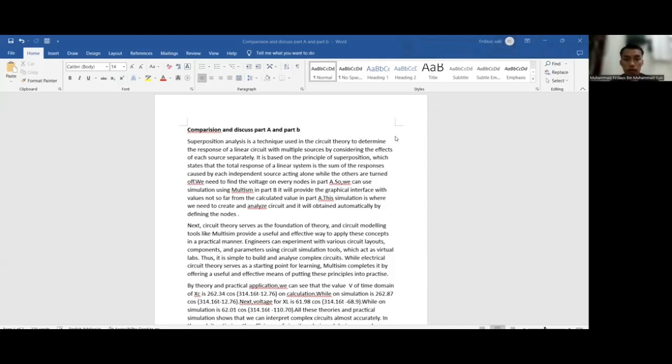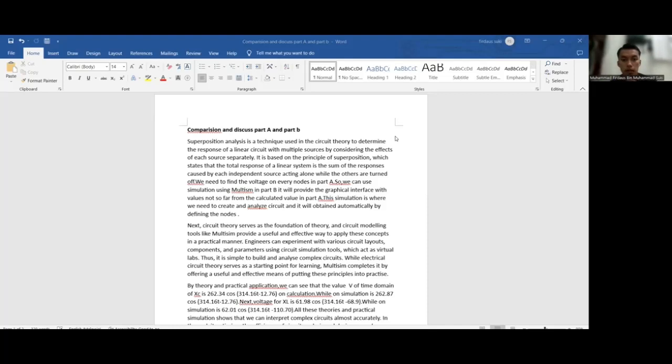Superposition analysis is a technique used in circuit theory to determine the response of a linear circuit with multiple sources by considering the effect of each source separately. It is based on the principle of superposition, which states that the total response of a linear system is the sum of the responses caused by each independent source acting alone while the others are turned off.